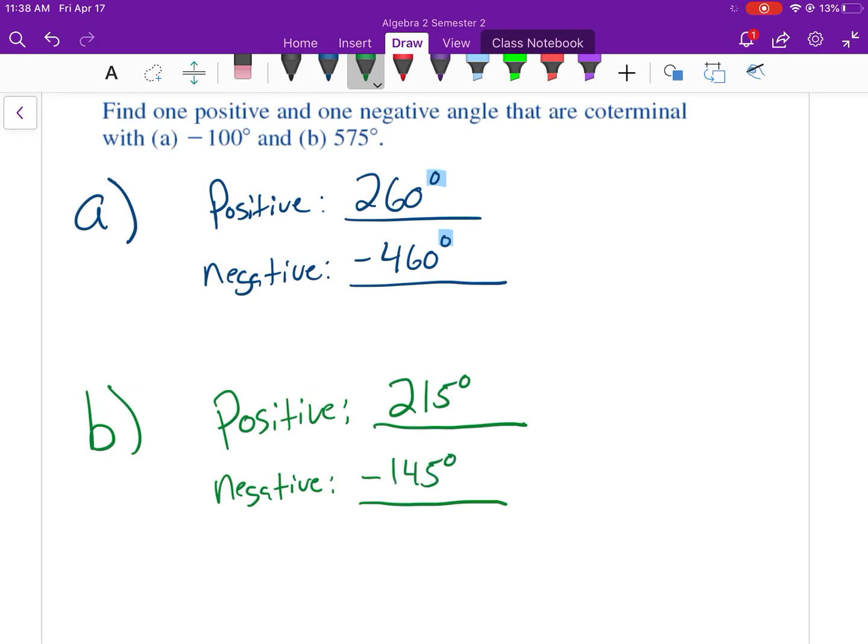So you're not restricted to one single answer on these. You could subtract 360 a bunch of times if you wanted to and get a large negative number. As long as it's correct, you should be good. Just add or subtract 360 to get a positive and a negative coterminal angle.